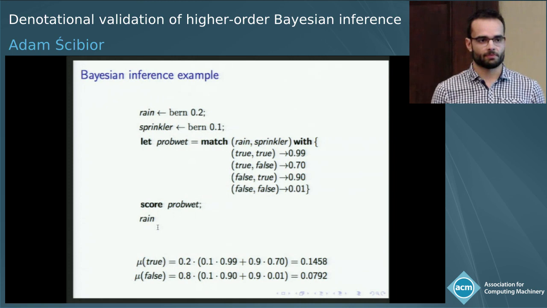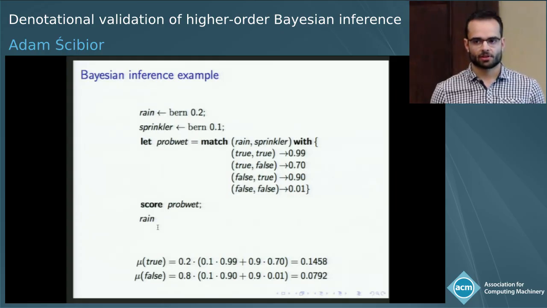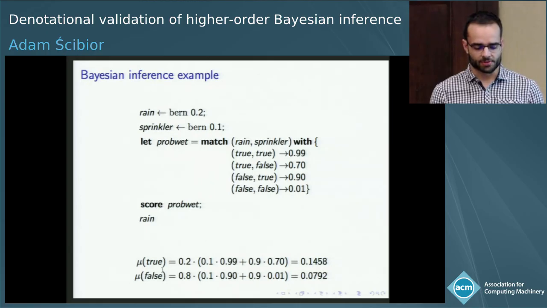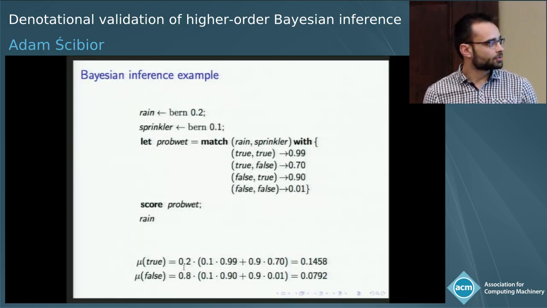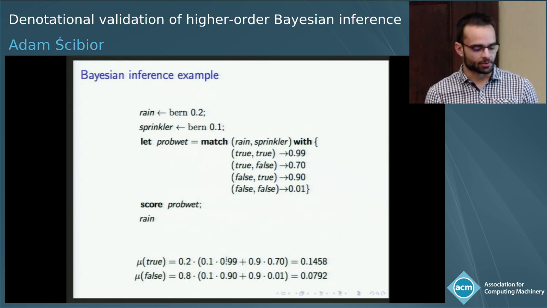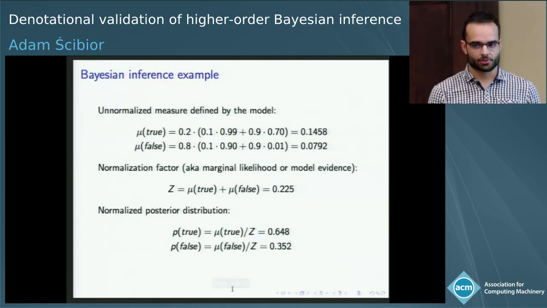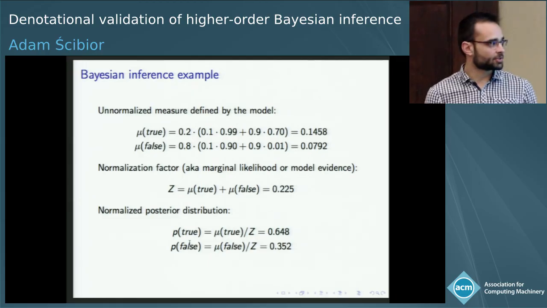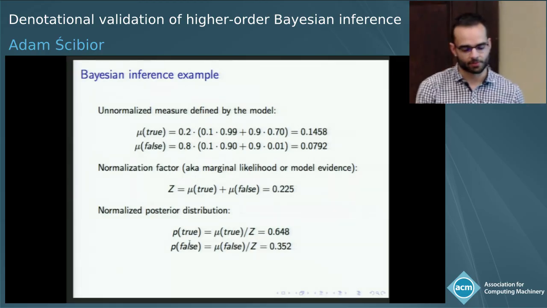So the inference problem amounts to enumerating all the possible execution paths of the program, computing the relative weights, and then summing the relevant terms. In particular, a program corresponds to a normalized measure over Booleans, and you can observe the value for the rain being true is 0.2, which is the prior probability, times the score. This is an expected value of the score under different settings of sprinkler, and similarly for false. So this is the unnormalized measure, and then if we want to obtain the posterior distribution, we just need to normalize it. So we compute this Z factor, and then we divide the mu's to obtain actual probabilities, and from this we can read that the probability that it rained is about 65%.